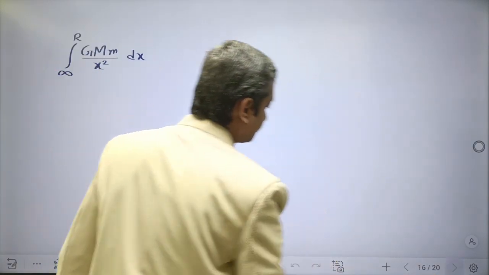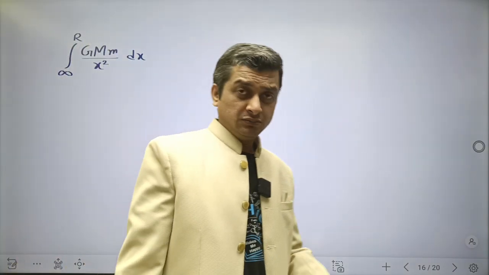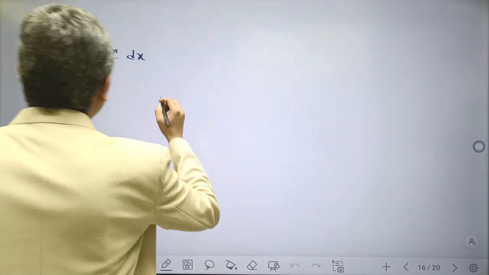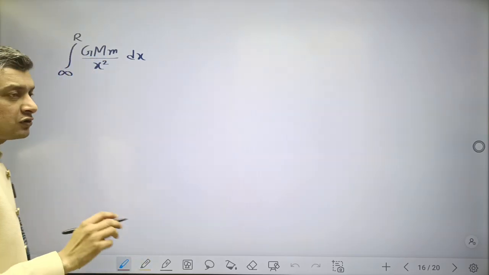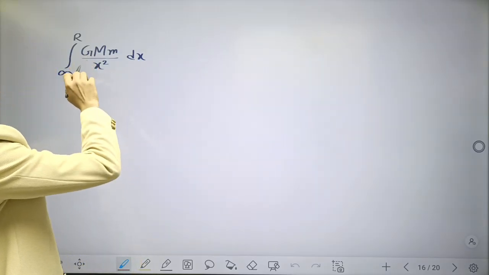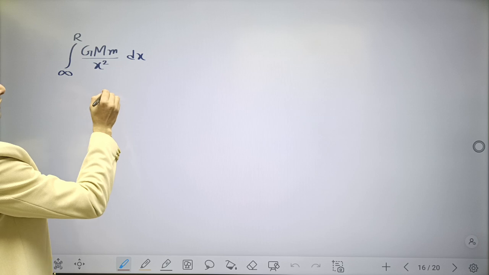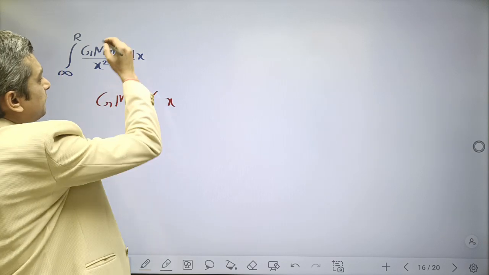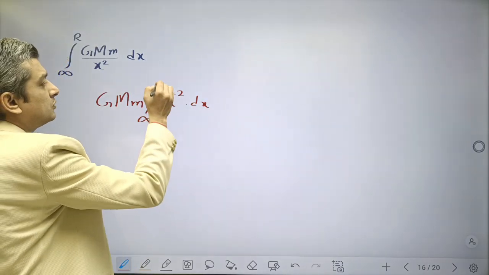Now next is GMM. Here it is the expression that comes in the last chapter of the first part of class 11, that is gravitation. We have to solve this. Here G is the universal gravitational constant, capital M is the mass of the planet, small m is the mass of the object. So these three terms in the numerator, that is G, M, m, are constant. So we take these constant values outside the integration, and here we are left with 1 by x square, which can be written as x to the power minus 2, and the limit is from infinity to r.